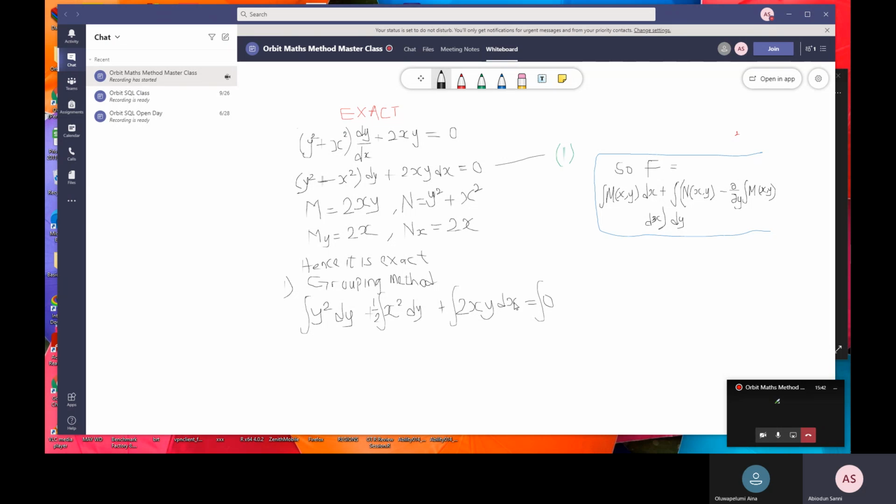Look at this too. I have dx, but I have a component of y here. So here too, I will put 1/2. But if it's just dy and everything you have here is y, or if it is dx and everything you have here is x, then you don't need to put the half. Do you understand the logic I just explained?